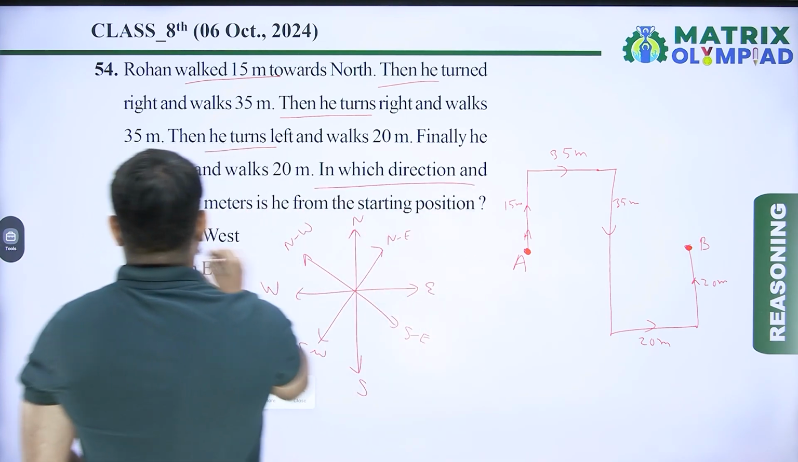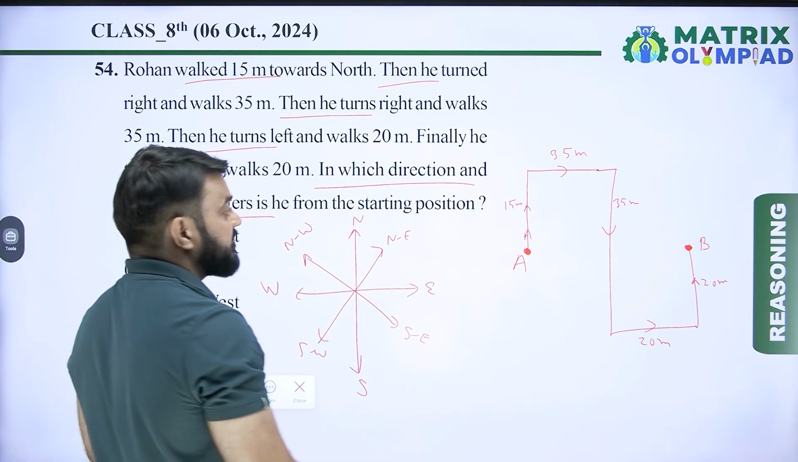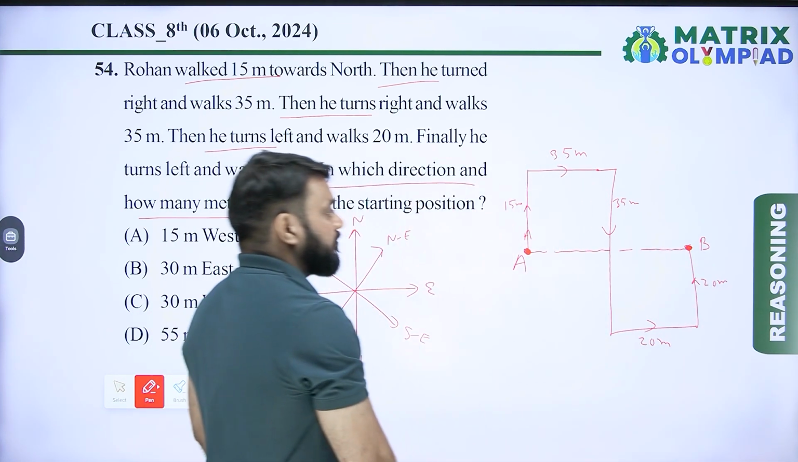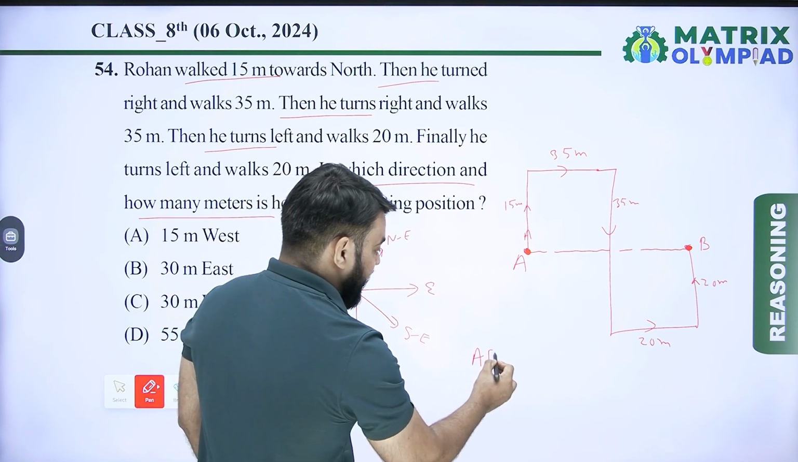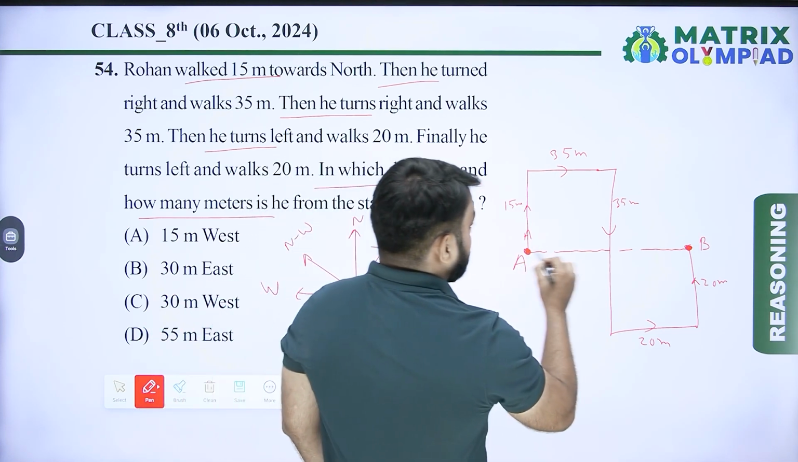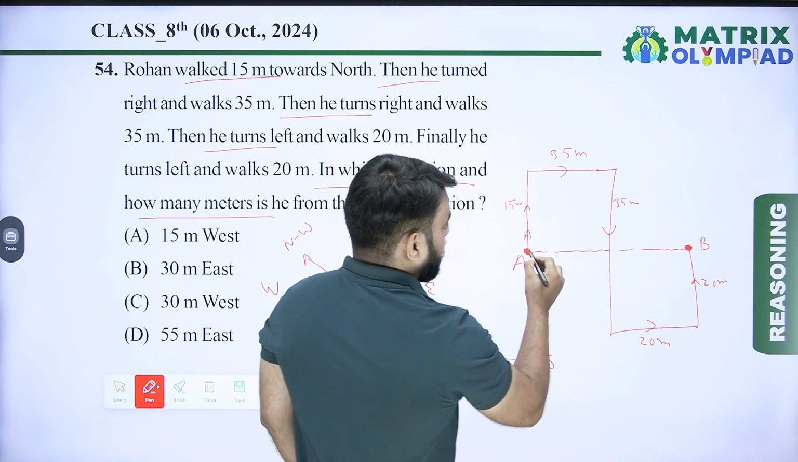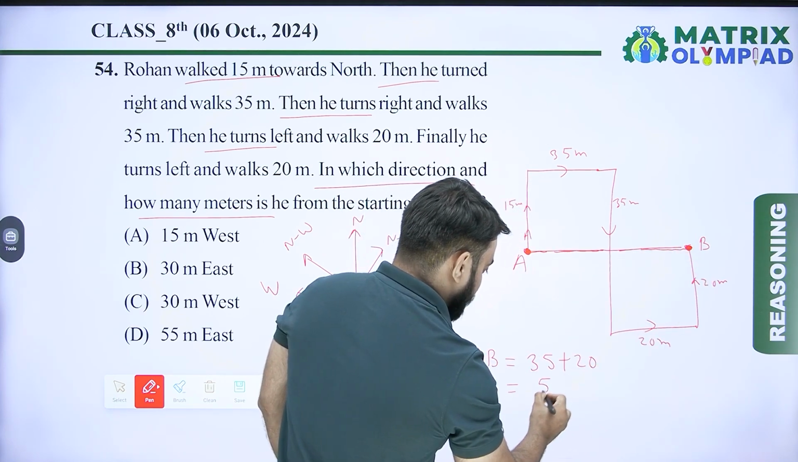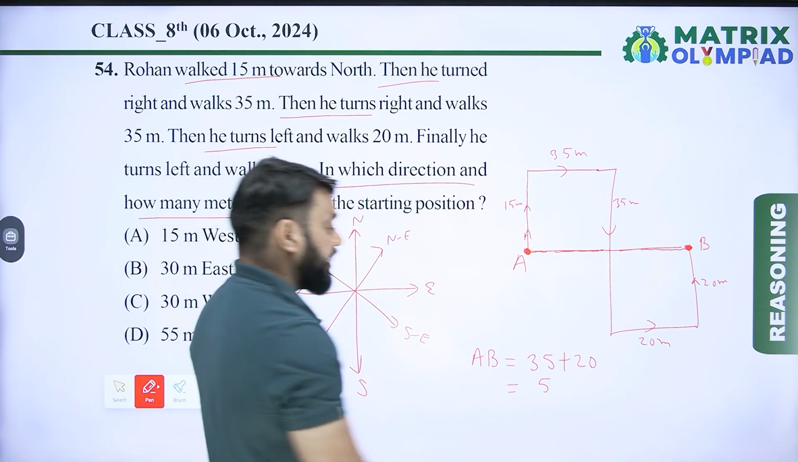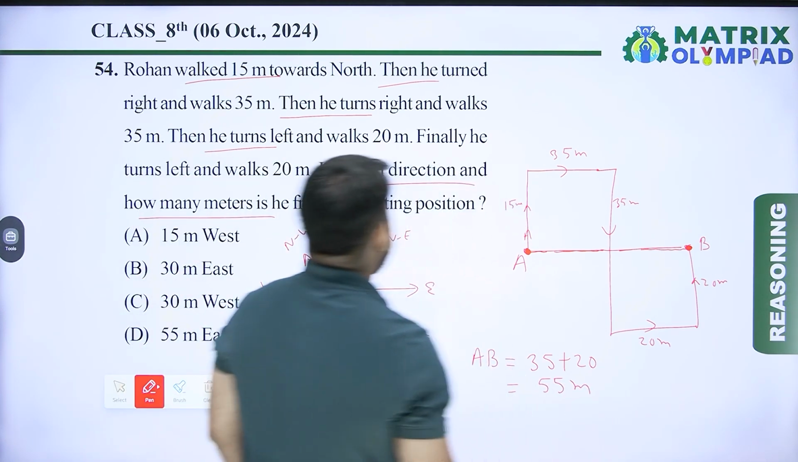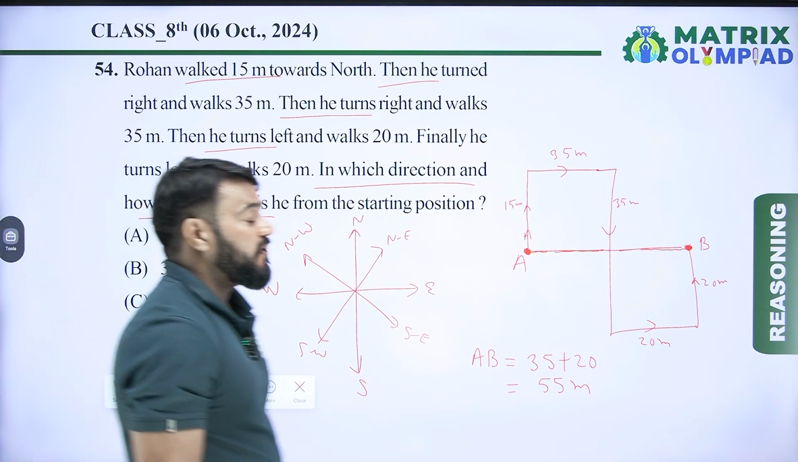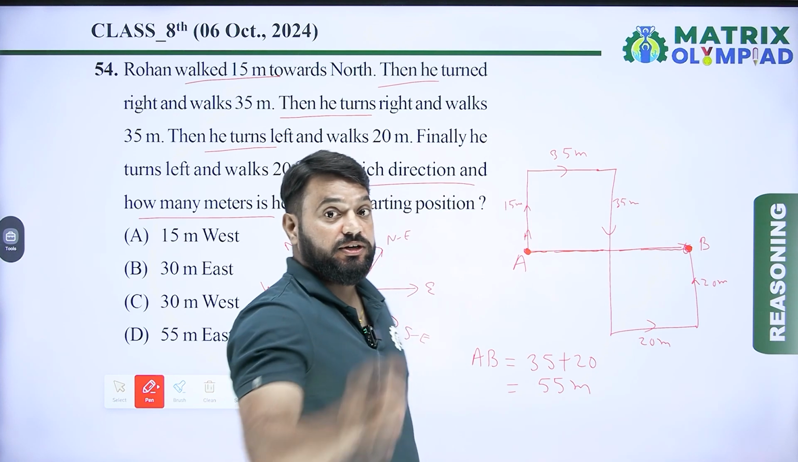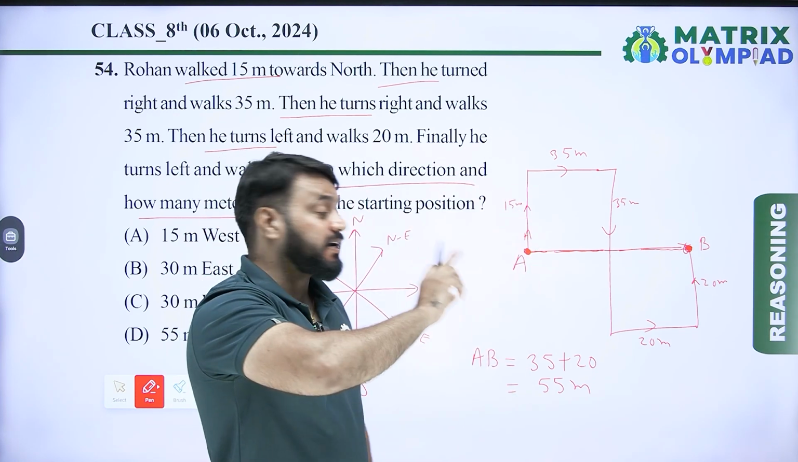Now in which direction and how many meters is he from the starting point? Find the distance between the starting point and the final point. So find the distance between A and B. The distance between A and B is 35 plus 20. So the distance between the starting point and end point is 55 meter. Now in which direction? Find the direction of the final point with respect to the starting point. So find the direction of B with respect to A.